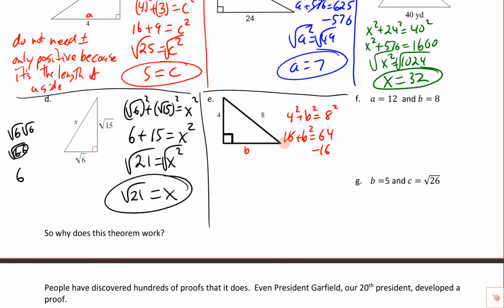We're going to subtract 16. So we get b squared equals, this would be 48. And then we need to take the square root of both sides. Now, 48 is not a perfect square. 49 is a perfect square of 7, but this is going to be a little bit smaller than that. So a couple things that we could do if you wanted to break this down like this. That's a 4, which is a 2 and a 2, and a 2 and a 3.